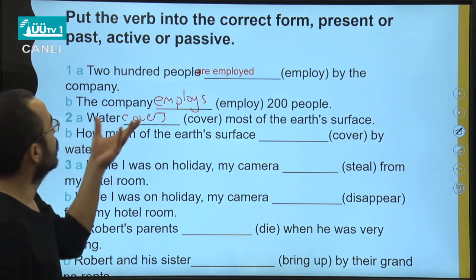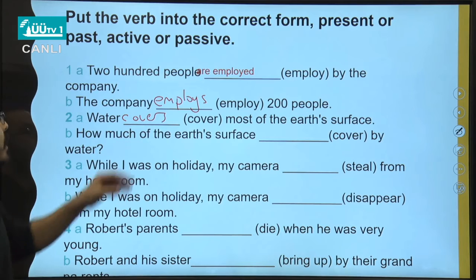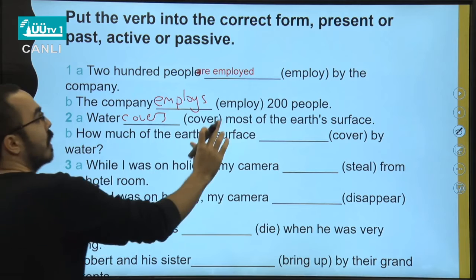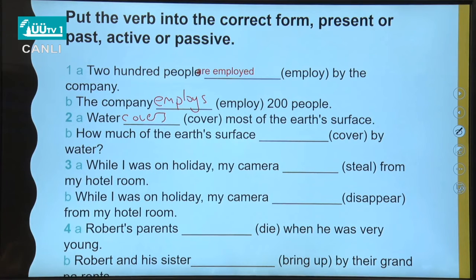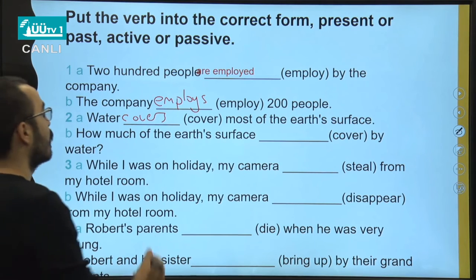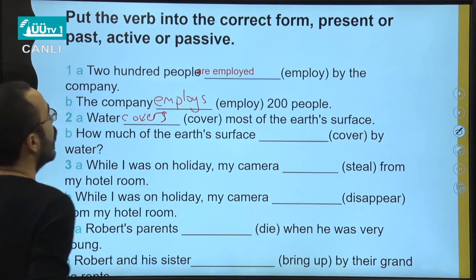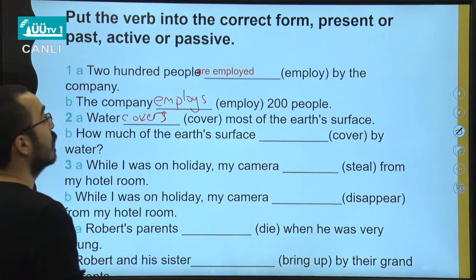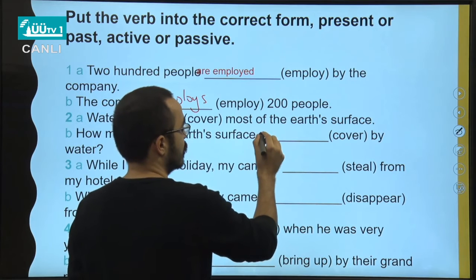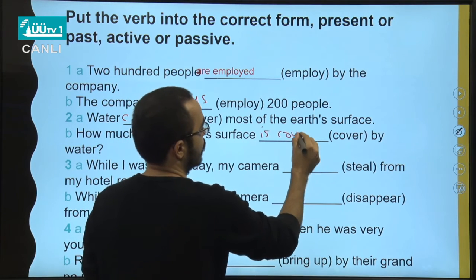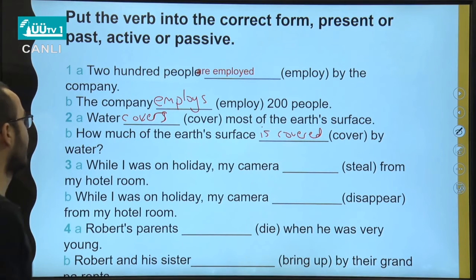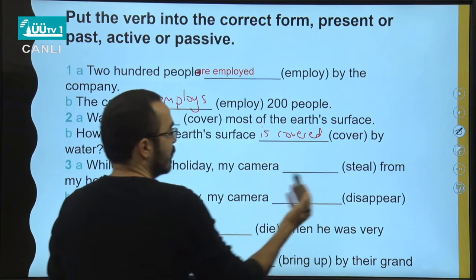Why am I using this here? The company employs 200 people because I have this subject right in front of me at the beginning, right? So the company are employed? No, right? Good. Water covers, right? Water does this action, so I say covers, okay? How much of the Earth's surface is now by water? I have my "by" here. So what do I need? I need the passive voice, which is covered, okay? Is covered.